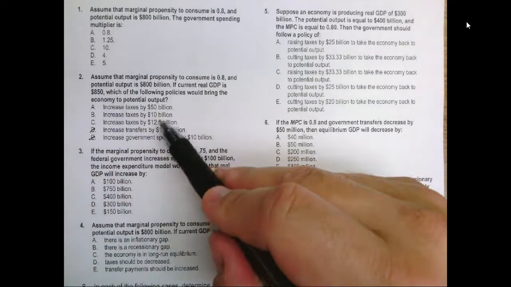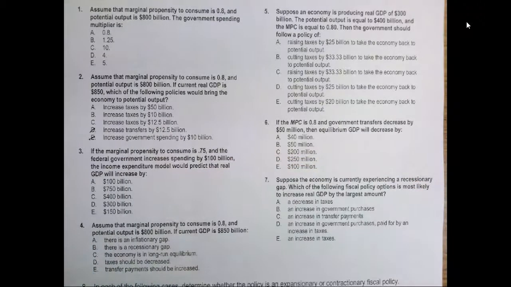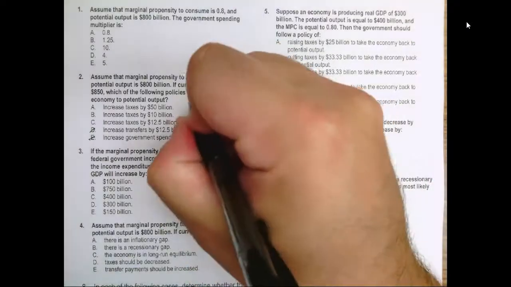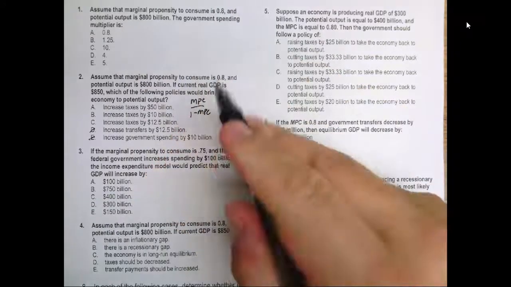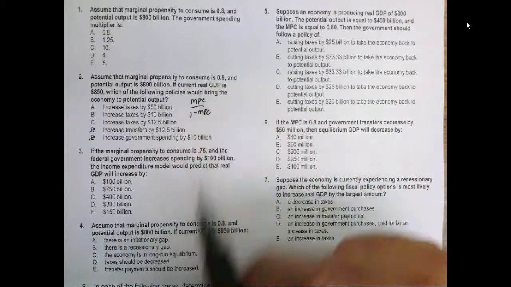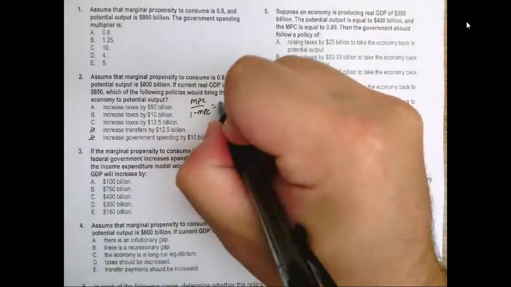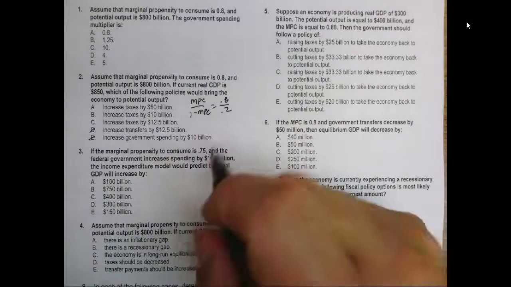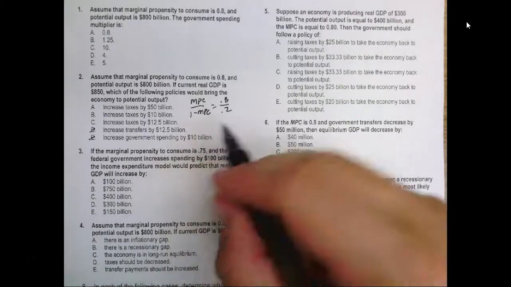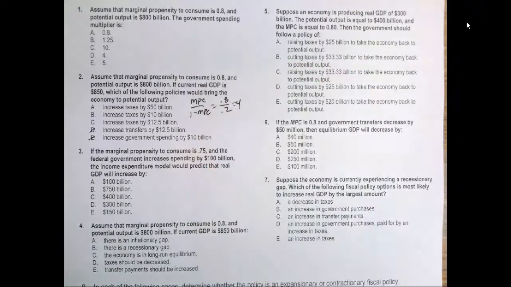So the answer has to do with taxes, which means we're going to have to use the tax multiplier. The tax multiplier is MPC over 1 minus MPC. We know that the MPC here is 0.8 because it's given. So the multiplier is 0.8 over 0.2. Right? 1 minus 0.8 gives us 0.2, which gives us a multiplier of 4.